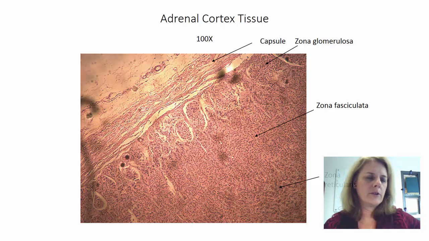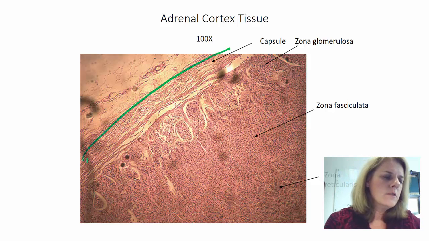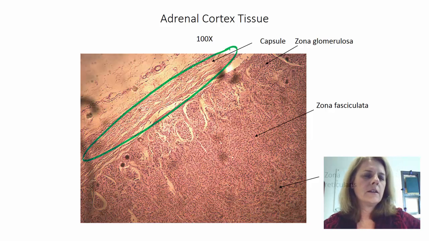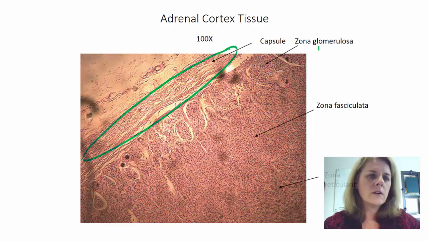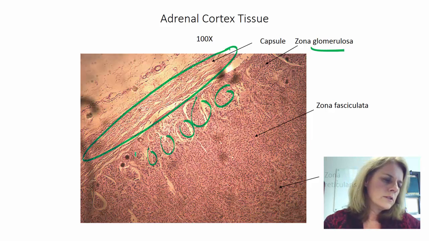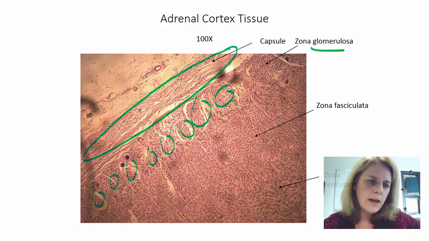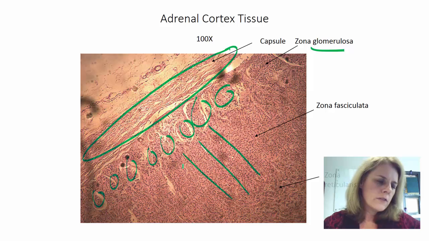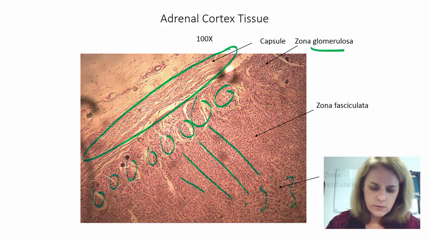Oh, I knew I had a better picture. Here's that capsule, which gives the adrenal gland its shape. Then the first zone, the zona glomerulosa. Here's the balls. Look for a zone that has these circular structures, and then just deep to that, you get these long, straight fasciculata, and then the reticularis. That's all the histology you've got to know.